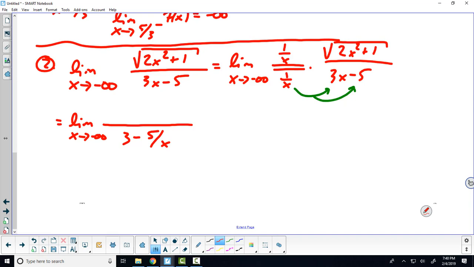In the numerator, hold off before you write it down. In the numerator, I'm going to pass this 1 over x inside the square root. It's going to come in as 1 over x quantity squared, right? Now, I'm going to rewrite that, just to save a little time, as 1 over x squared. Is there a difference between the two? No. Times this 2x squared plus 1.